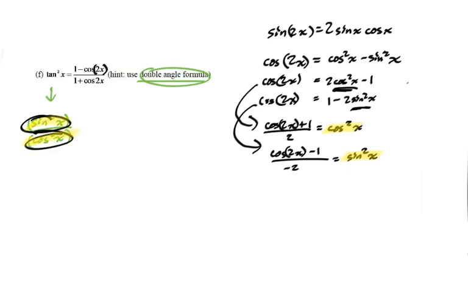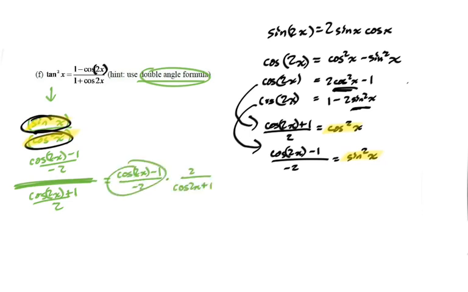Okay, so on the top, what do we got? Let's go: cosine 2x minus 1 divided by negative 2. And the other one is the cosine squared x, so it's going to be cosine 2x plus 1 divided by 2. Whoa, these big fractions are being divided. What do you guys do when you divide fractions? Multiply by the reciprocal. So let's rewrite that.